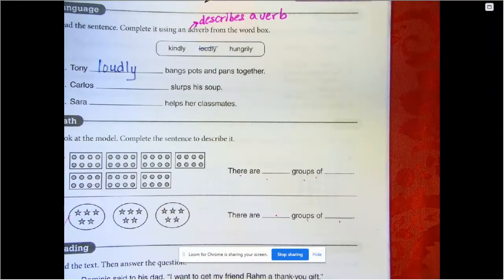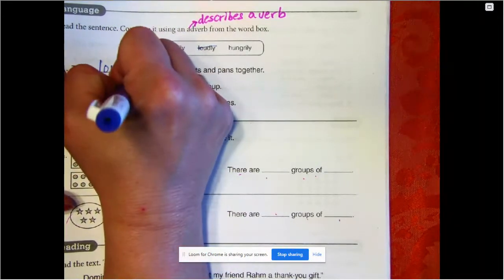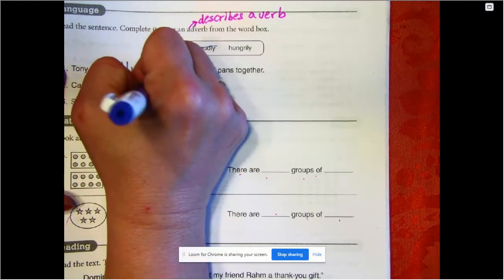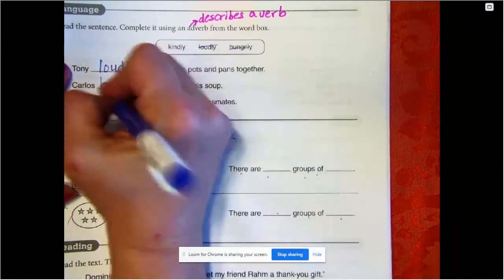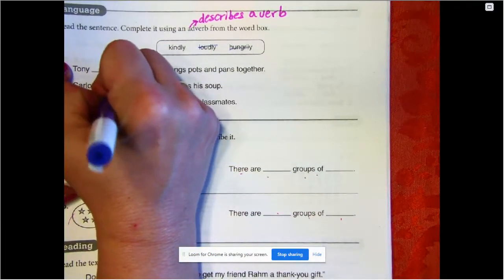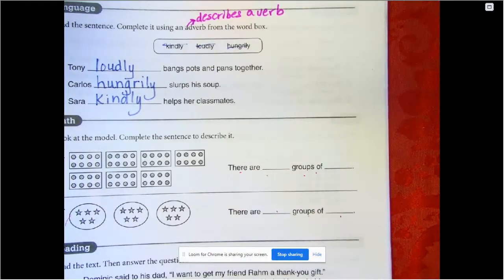Okay. Carlos blank slurps his soup. He kindly slurps. Usually you don't, that's not good manners. So he's probably super hungry. So he hungrily slurps his soup. And hopefully the next one will work. Sarah kindly helps her classmates. Oh, that sounds good. Kindly.